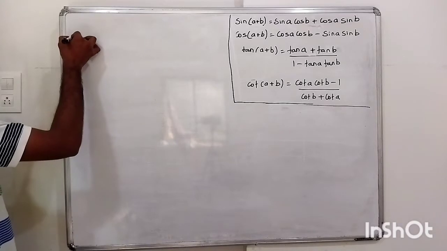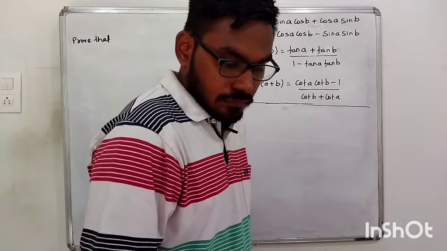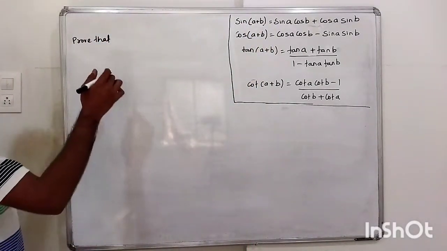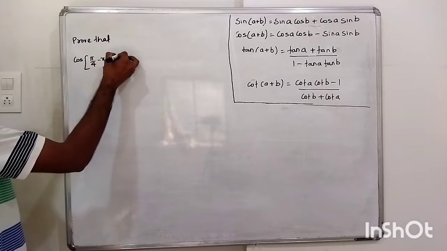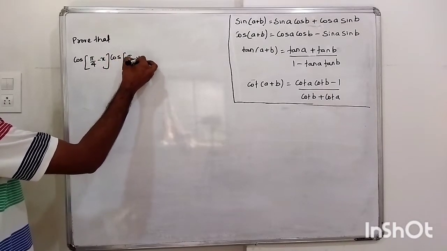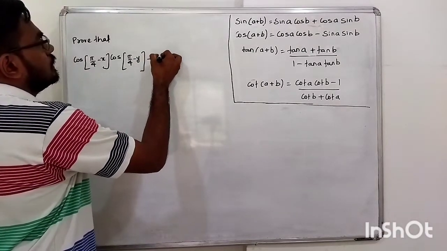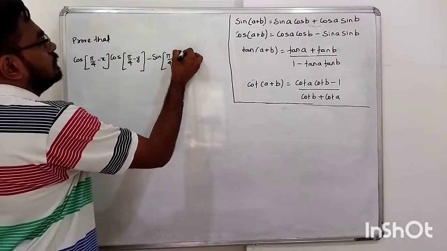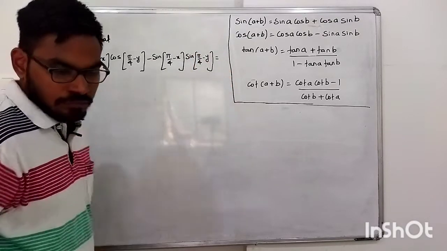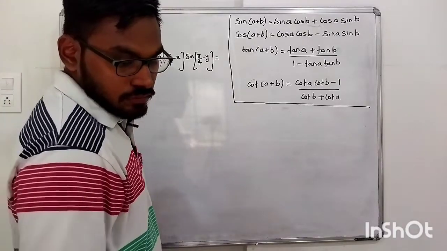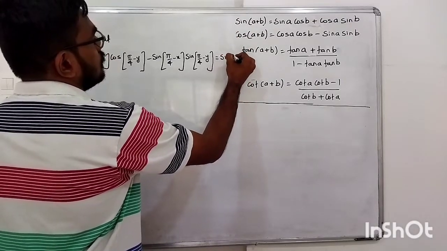Prove that cos of pi by 4 minus x into cos of pi by 4 minus y minus sin of pi by 4 minus x into sin of pi by 4 minus y is equal to sin of x plus y. Okay, how to prove this?